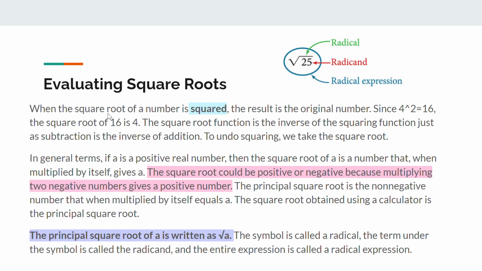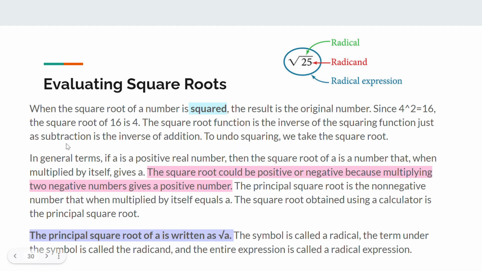When the square root of a number is squared, the result is the original number. Since 4 squared is equal to 16, the square root of 16 is 4. The square root function is the inverse of the squaring function, just as subtraction is the inverse of addition. To undo squaring, we take a square root.